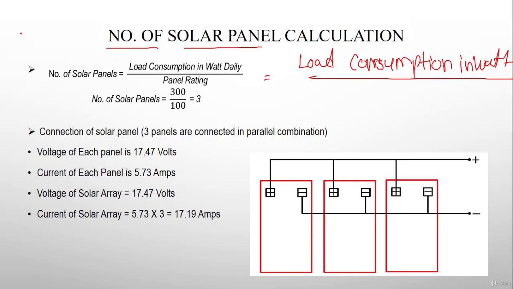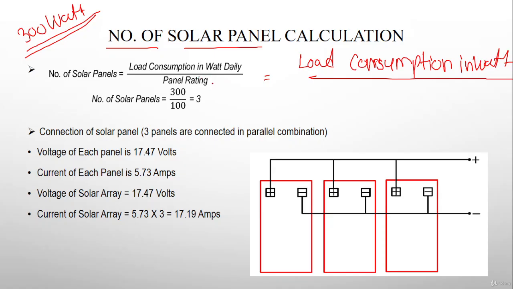So we have to install 300 watt capacity of solar home systems over the consumer rooftop area. So we just take that load consumption, or simply we can take the size of the solar power plant that we want to develop, either in terms of kilowatt or in terms of watt.